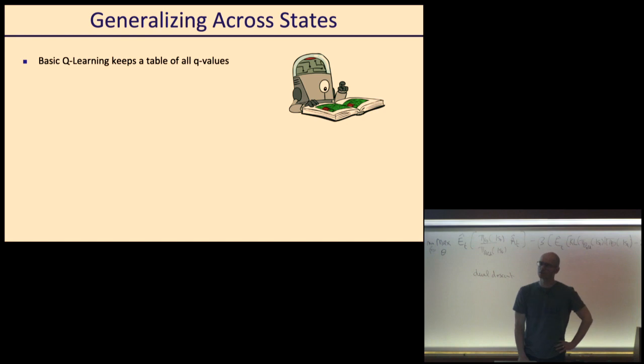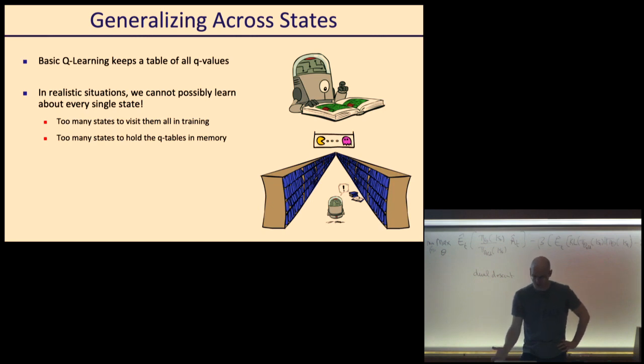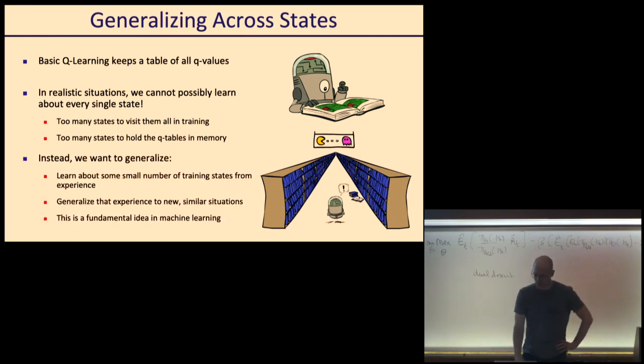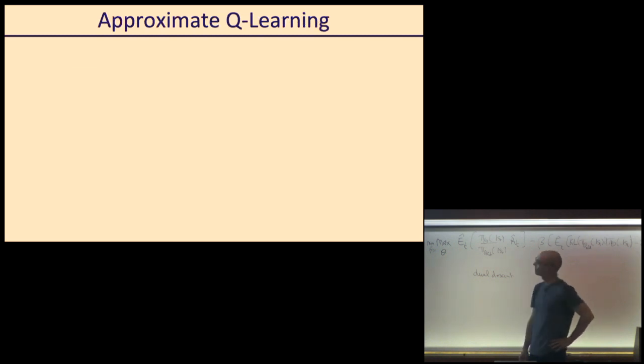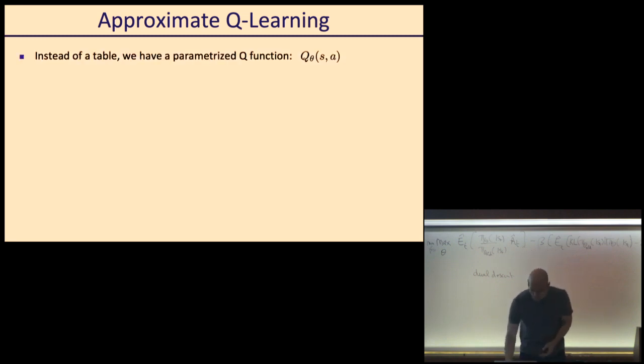So we need to generalize across states, and we've seen this before. Instead of having a table with a Q value for every state action pair, we need some kind of function. We don't want a table for everything in memory. We want some kind of function that generalizes. How are we going to do this? Well, we're going to have to do approximate Q learning then. If we don't have the Q values available, we need something that approximates them. So we have a parameterized Q function, Q theta of s, a.